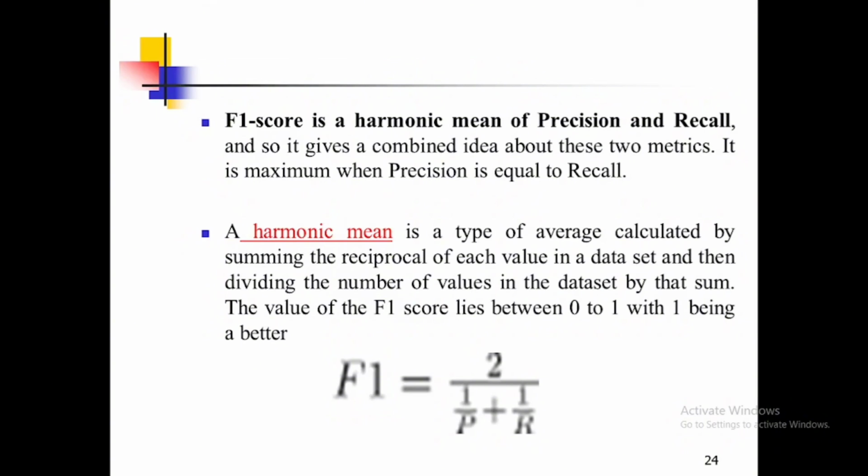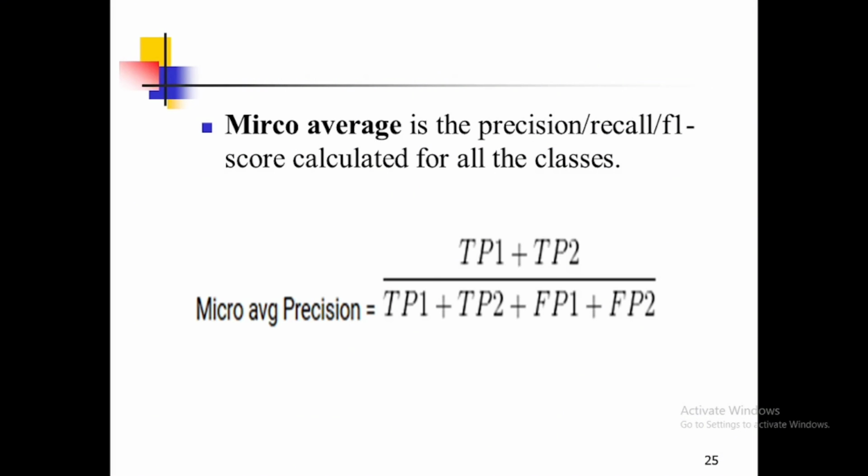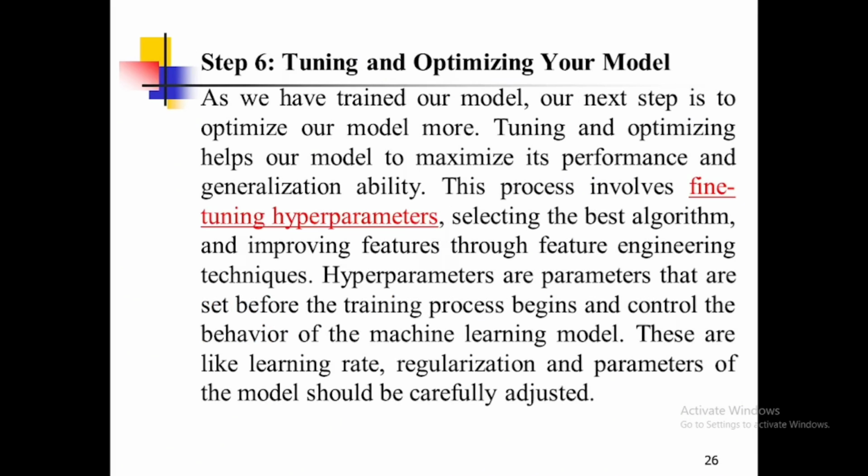Harmonic mean is calculated by summing the reciprocal of each value in the dataset and then dividing the number of values in the dataset by that sum. The value of F1 score lies between 0 and 1, with 1 being better. And then micro average is the precision, recall, or F1 score calculated for all the classes. Micro average precision is given as TP1 plus TP2 divided by TP1 plus TP2 plus FP1 plus FP2.